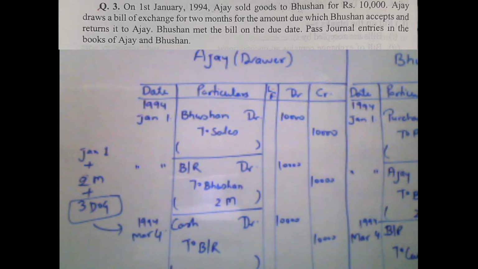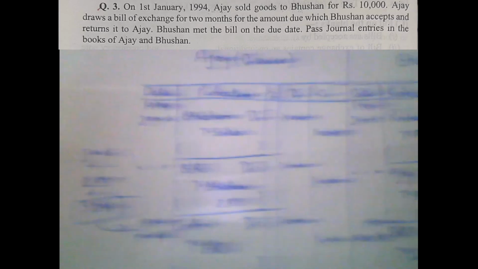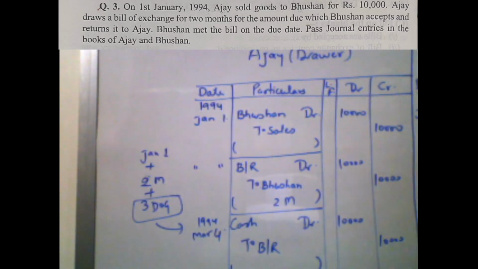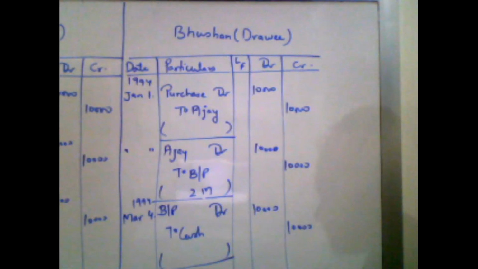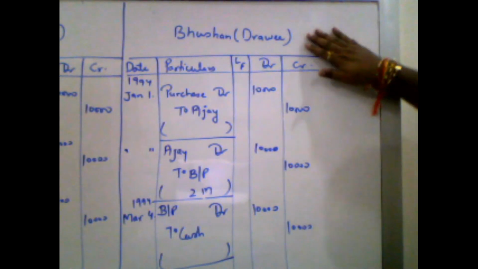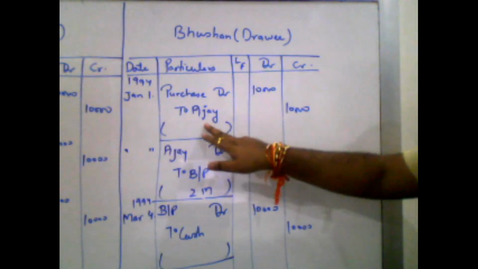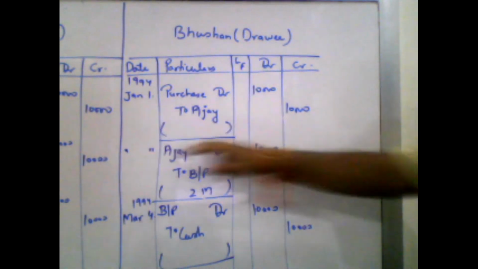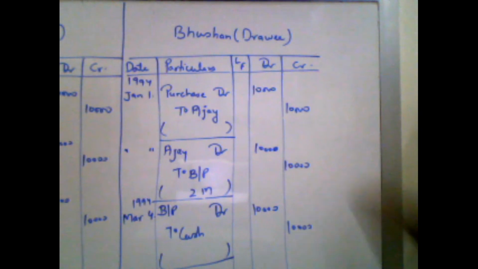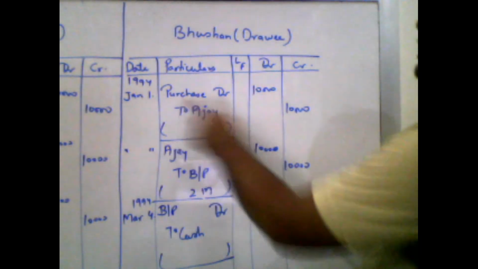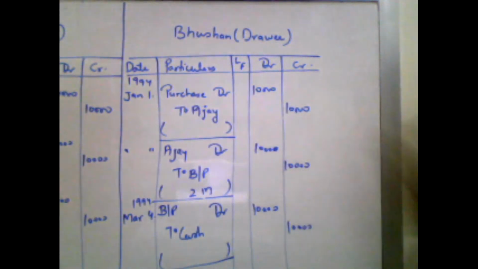So you can see that the entry is related to Ajay. Now we will move to the entries related to Bhushan. So you can see that in the question, Bhushan is a drawee. First of all, Bhushan purchased the goods from Ajay. So on January 1, 1994, Bhushan passed the journal entry in his book, that is Purchase account debit to Ajay, 10,000 and 10,000.